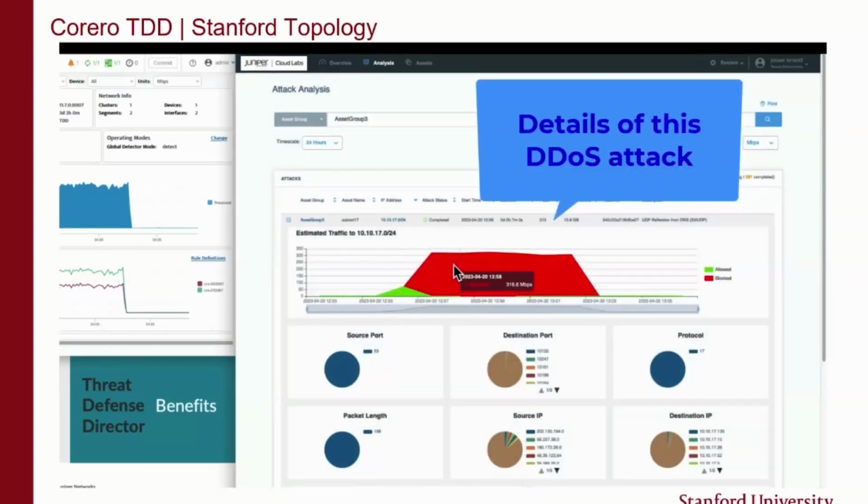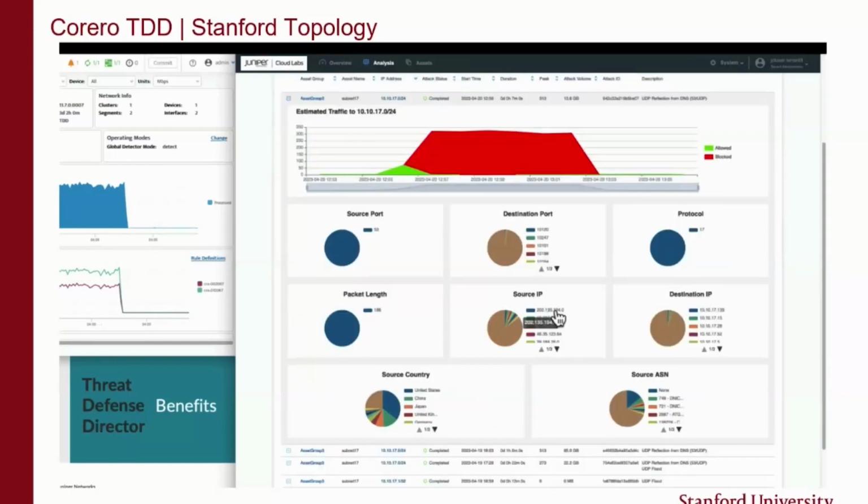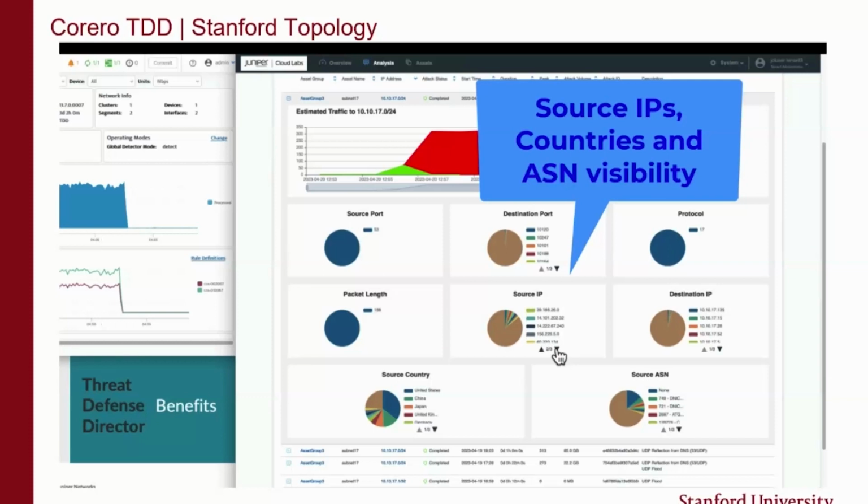So here we can see very rich information about source port, destination IPs, source IPs. I believe there should be some geolocation information here as well. There we go. Source country, source ASN. Remember that a lot of this stuff is spoofed during a DDoS attack as well, so you have to take it for whatever it's worth.